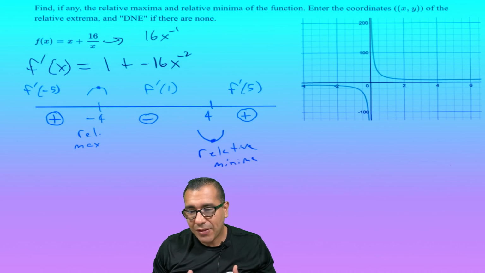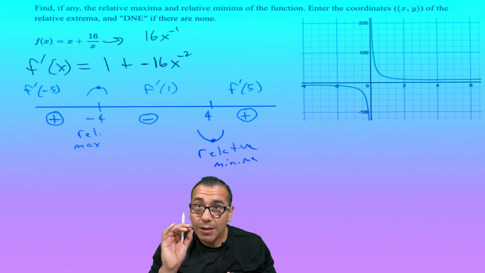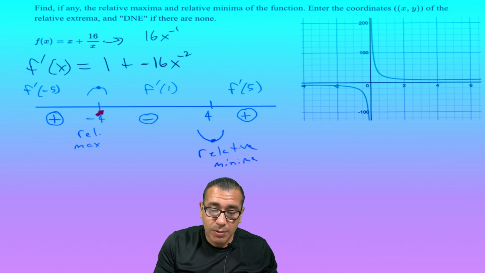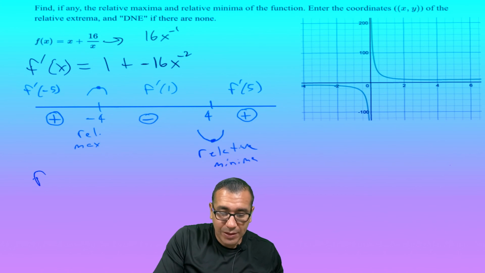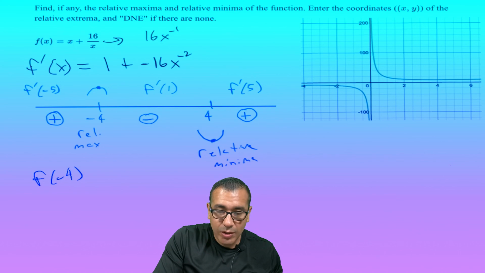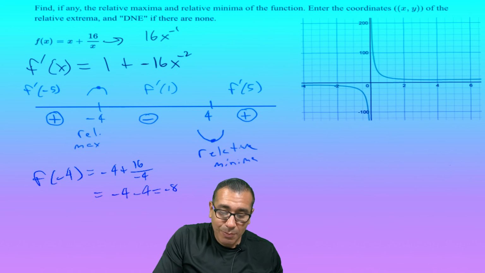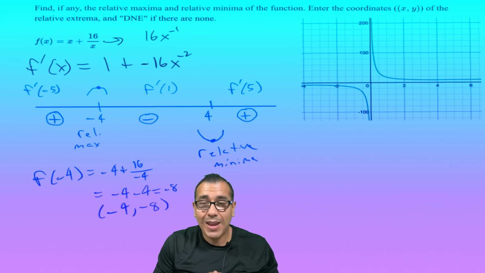And again, we haven't found those exact points. If you wanted the points, what you would do is plug in -4 into your original function. So let's do that. Let's plug in the -4 into our original function. So you get -4 plus 16 over -4. So you get -4 minus 4, which gives us -8. So your maximum is at -4 comma -8.